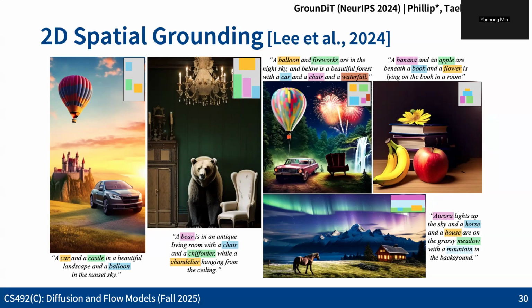And also the green castle should be located on the left, the green box here, and also the balloon as well. You can say that those objects are placed in the right region, given some additional guidance information. And these are some other examples as well.